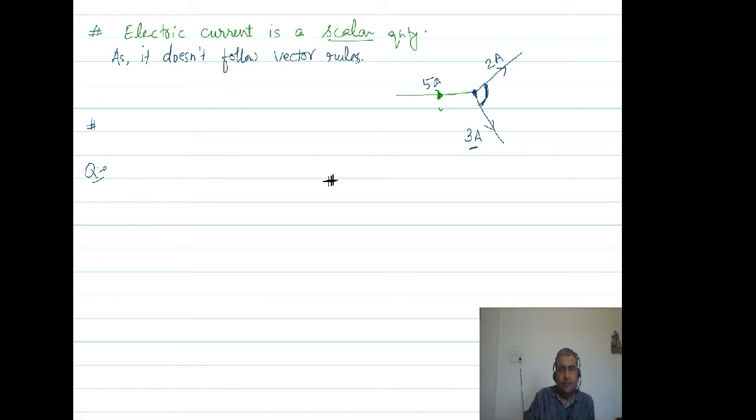Suppose I am taking an important problem. Suppose we have an electron, and this electron is revolving in an orbit with radius r. The electron keeps on revolving with speed, suppose, v. Now we are supposed to find the effective current in the orbit.